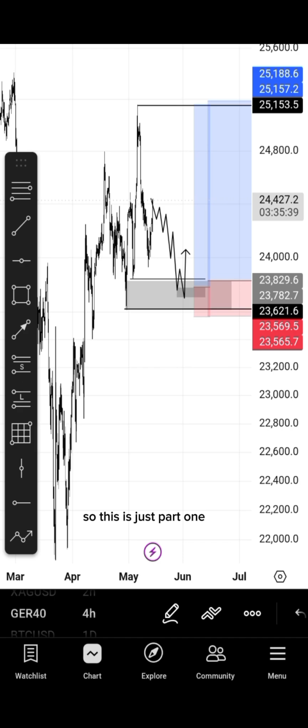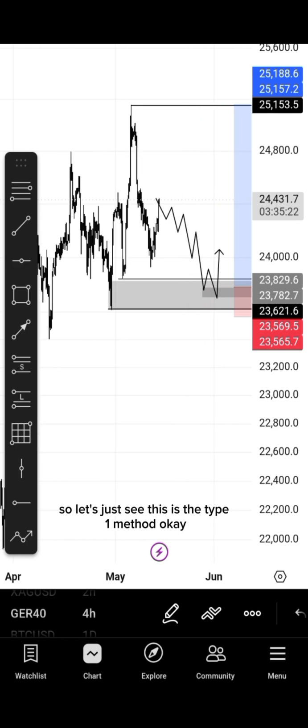So this is just part 1. I'm going to be dropping videos like this maybe twice or 3 times a week. I'm going to be teaching you guys how to trade. This is just one part of the trading, because there are other methods of using this. There's a type 2, there's a type 3. So let's just say this is the type 1 method.